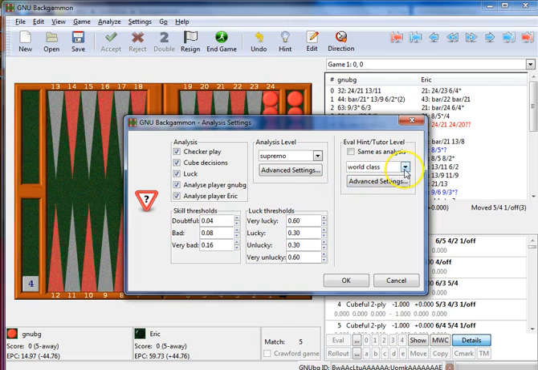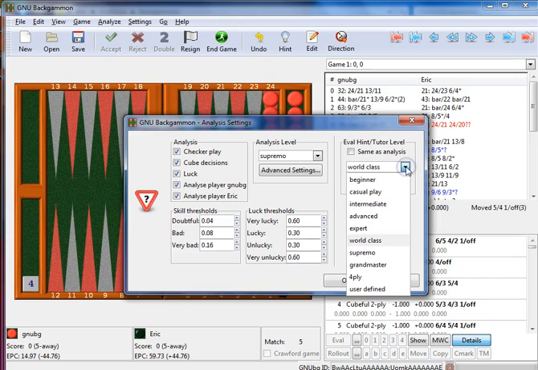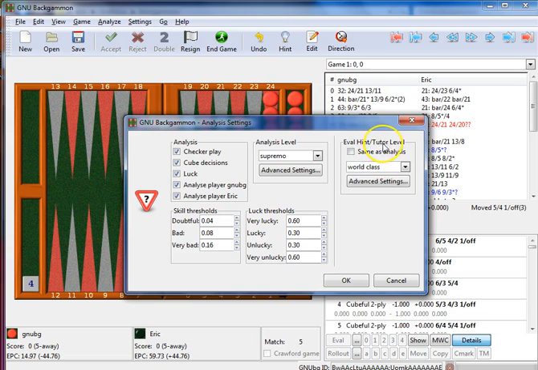There's also an analysis level if you use the tutor mode or hints. Since you want the hints pretty quickly, it's less of a thorough analysis. So usually for eval or hint, it's going to be a lower level than for the full analysis. So that's how those settings work.